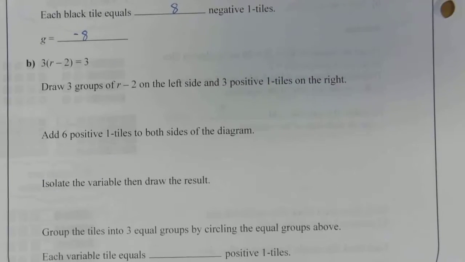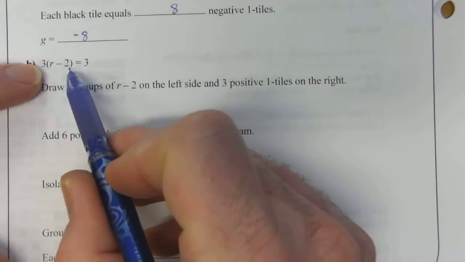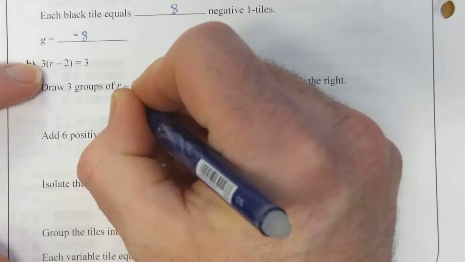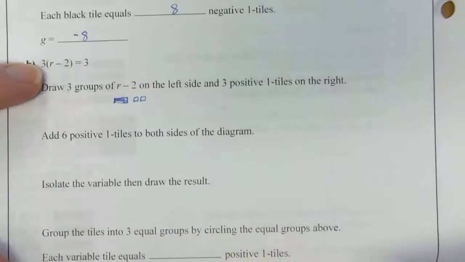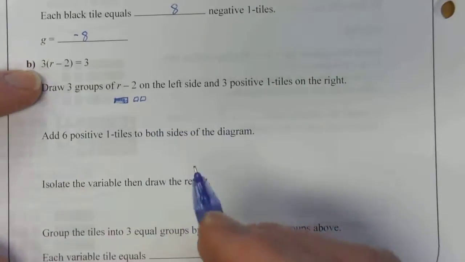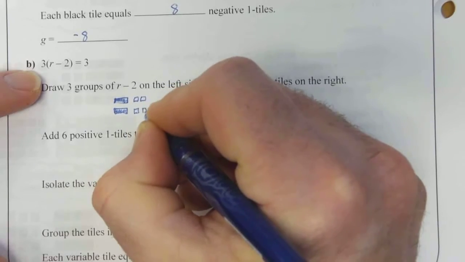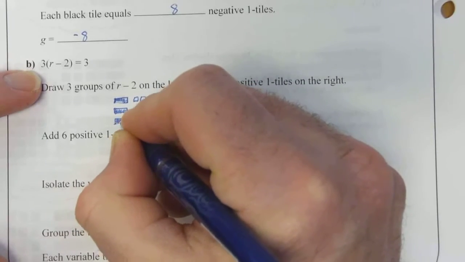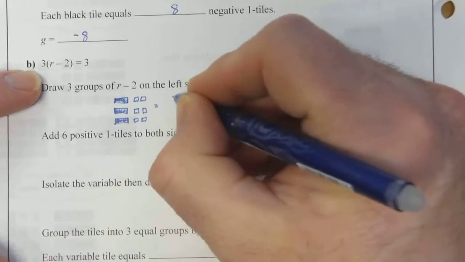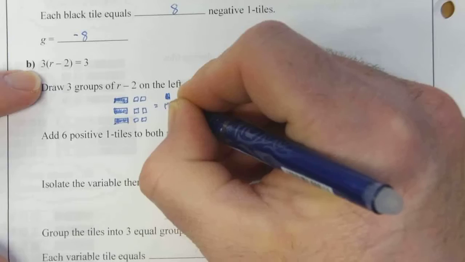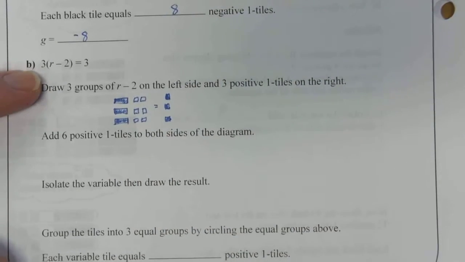3 times r minus 2 equals 3. So again, we're going to start. We're going to draw r minus 2. That's r minus 2, but we need 3 times on the left-hand side. So that's the left-hand side, and the right-hand side is equal to positive 3. So that's what we have.